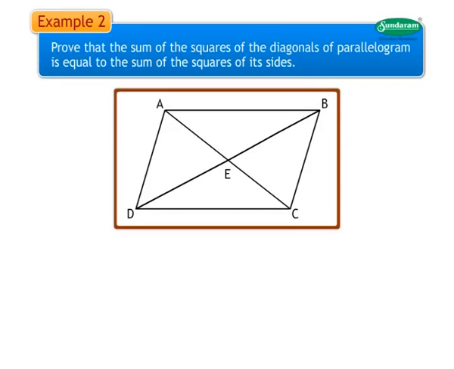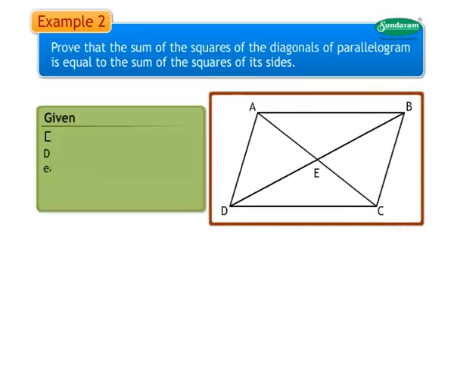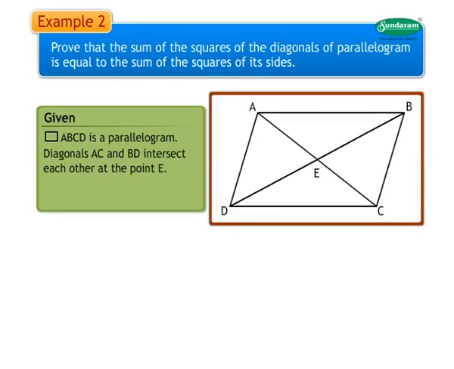Example 2. Prove that the sum of the squares of the diagonals of a parallelogram is equal to the sum of the squares of its sides. Given: quadrilateral ABCD is a parallelogram. Diagonals AC and BD intersect each other at the point E. To prove: AC square plus BD square is equal to AB square plus BC square plus CD square plus AD square.